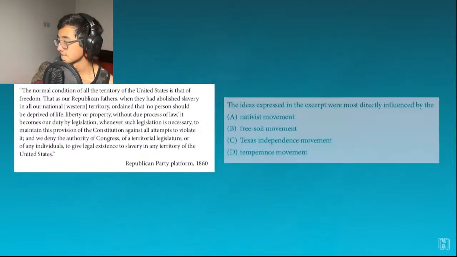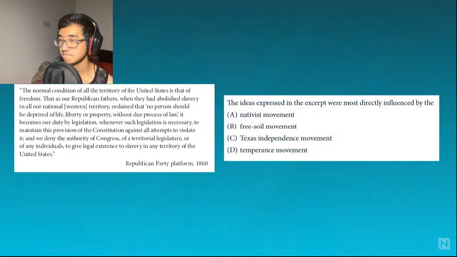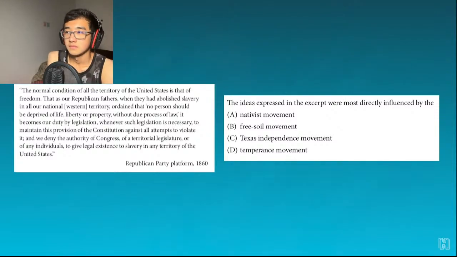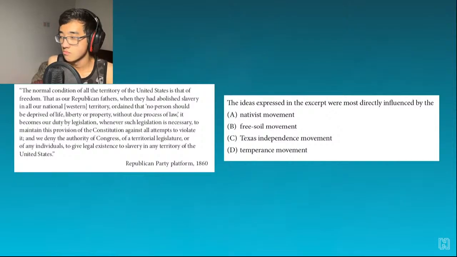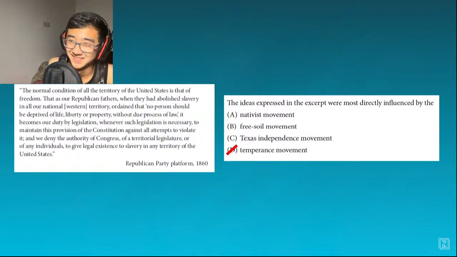Okay, let's look at the next one. The ideas expressed in the excerpt were most directly influenced by A, the nativist movement, B, the free soil movement, C, Texas independence movement, D, the temperance movement. All right, it's hard for me to find a distractor here because there are three answers that are really obviously wrong. D, the temperance movement. That didn't happen until way after the time period we're talking about.